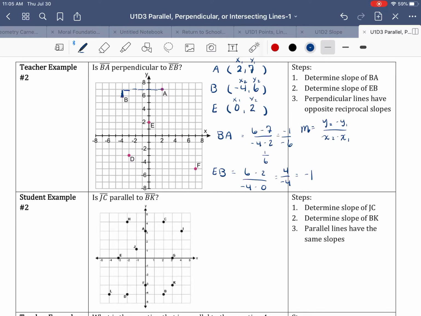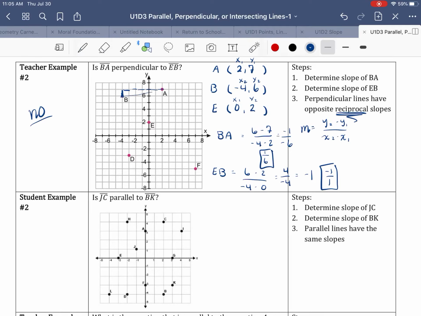And we said that if we had a whole number like that, we can put it over 1 to get a fraction. So we're comparing the numbers 1/6 and -1 over 1. They are indeed opposites in that one is positive and one is negative, but they don't have the reciprocal part. 1/6 would then become 6 over 1, which is not what we have. So is BA perpendicular to EB? No, it is not. What you'll find, though, is they do intersect.